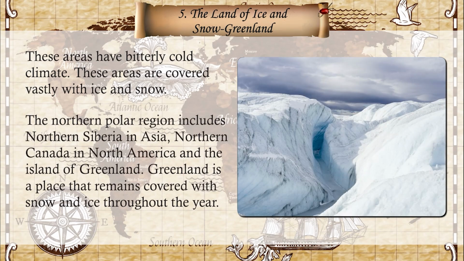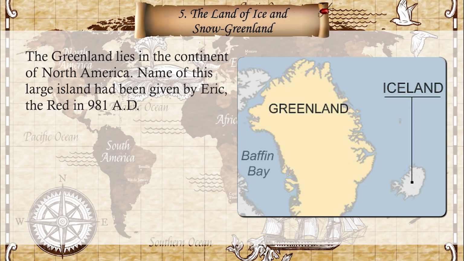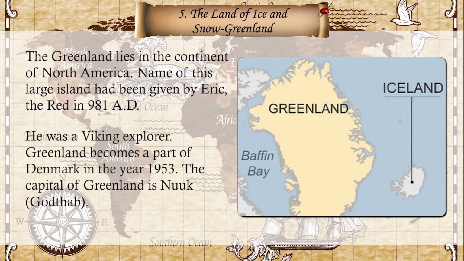These areas are covered vastly with ice and snow. The northern polar region includes northern Siberia in Asia, northern Canada in North America, and the island of Greenland. Greenland is a place that remains covered with snow and ice throughout the year. Greenland lies in the continent of North America. The name of this large island was given by Eric the Red in 981 AD. He was a Viking explorer. Greenland became a part of Denmark in the year 1953. The capital of Greenland is Nuuk.